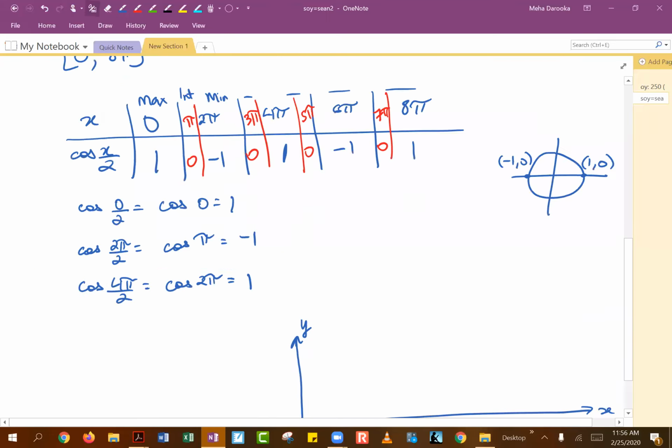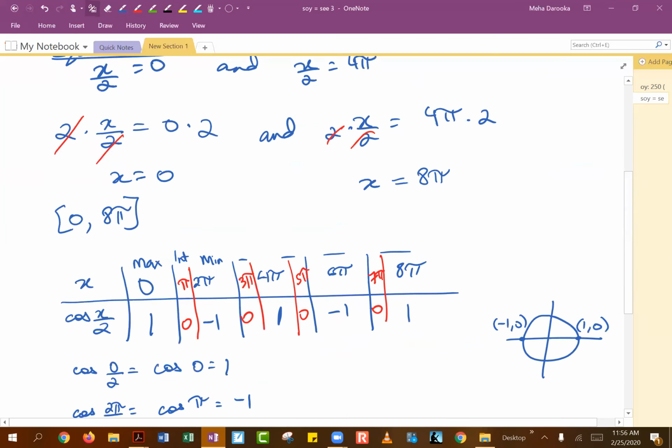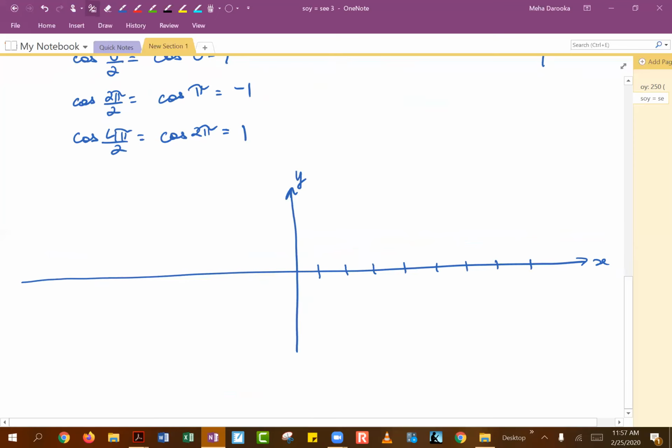Okay, so we're going in pi. That's 1 pi, 2 pi, 3 pi, 4 pi, 5, 6, 7, 8. And remember, we need 2 full periods to come out of this. And our period is 4 pi, right? So we should be getting 2 full periods from this.